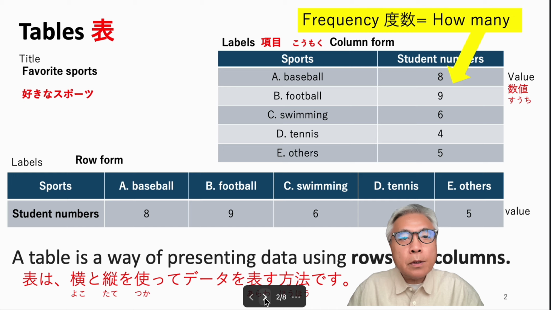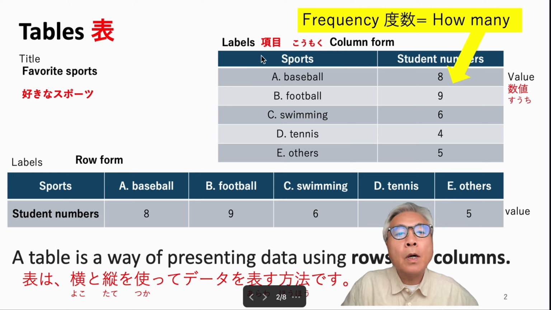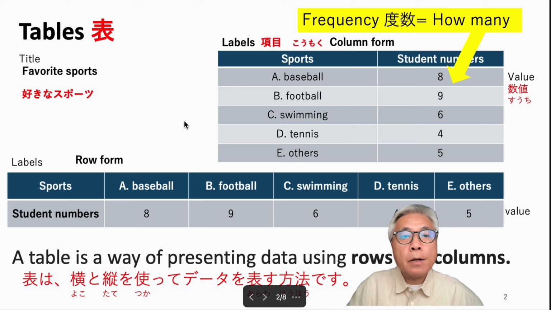Okay, so look at this table. This table is called column form. Column form. Column means 縦のもの。縦に表ができているもの。これをコラムフォームと言います。それに対して、横に伸びているもの。これをローフォーム。コラムは縦で、ローは横です。Okay? So there are two types of bar graph.